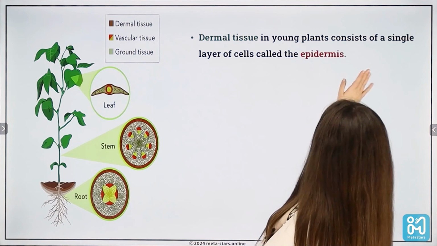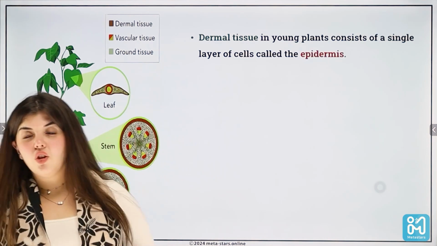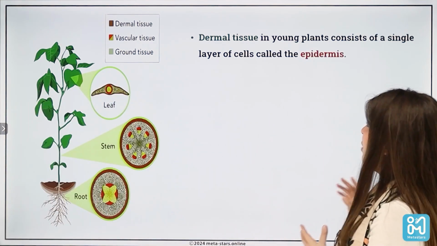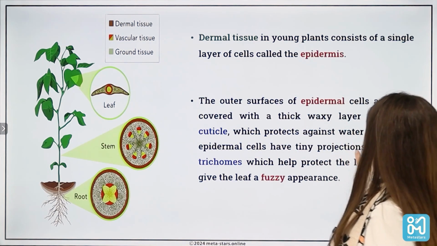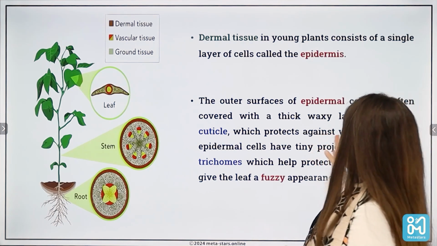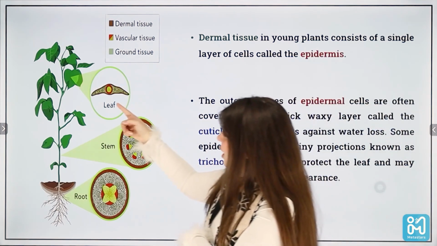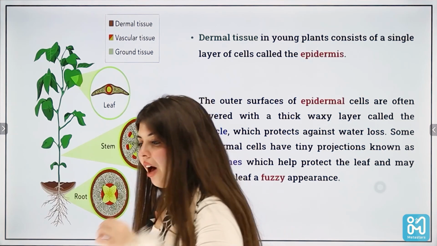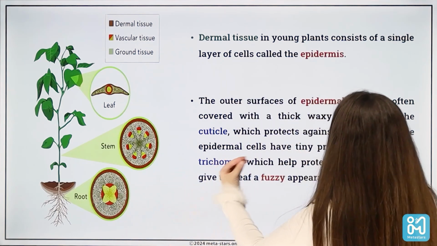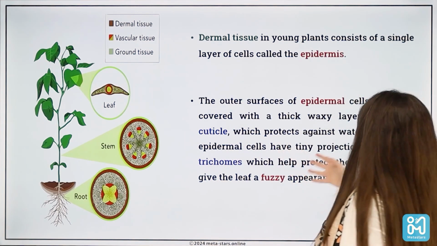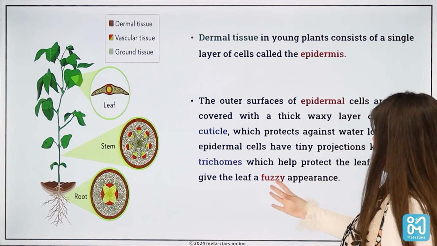So dermal tissue in young plants consists of a single layer of cells called the epidermis, just like our skin. So the dermal tissue is acting like our skin, but in the plant. The outer surface of the epidermis is often covered with a thick waxy layer called the cuticle, which protects against water loss. So the cuticle is a waxy material that prevents dehydration of the plant. Some epidermal cells have tiny projections known as trichomes, which help protect the leaf and may give the leaf a fuzzy appearance.